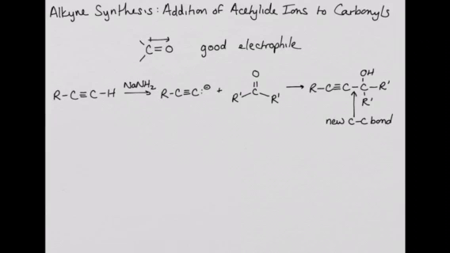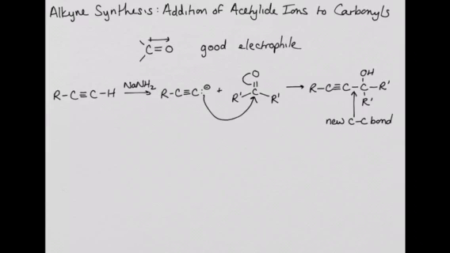Now let's look at the mechanism for this process. In the first step, the good nucleophile, the acetylide ion, attacks the good electrophile, the carbonyl carbon. Because this carbon cannot have more than 4 bonds, one of the bonds it currently has must break, and that weakest bond is the pi bond to oxygen.